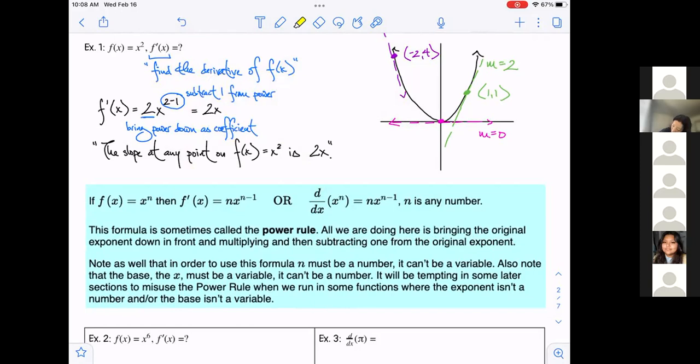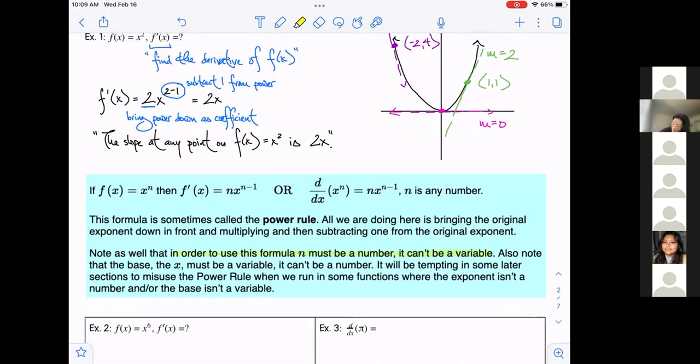In order to use this formula, the only time you can use the power rule is when n must be a number, okay? N, the power, has to be a number. The power cannot be a variable. So we have to have an exponent that is a number, but we also have to have the base as a variable, right?